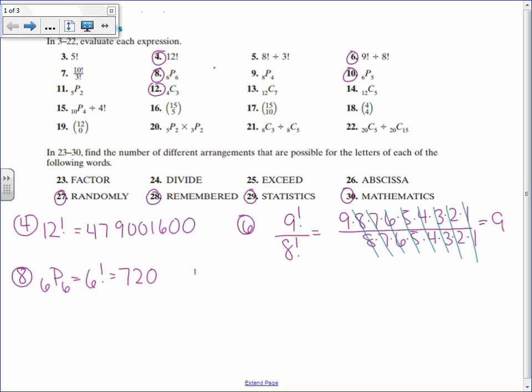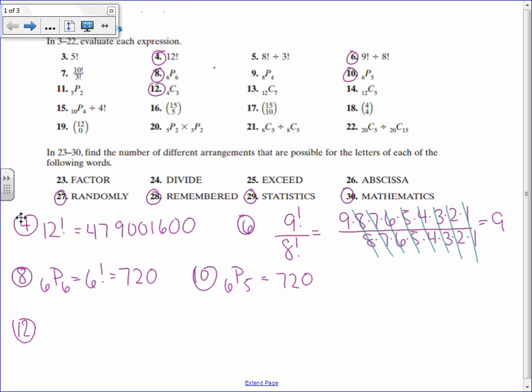Okay, now we're on to number 10. Number 10 is 6p5. Okay, that is not the same thing as 6 factorial, so go ahead and put this in your calculator and you should get 720 in this case. Kind of a fluke.